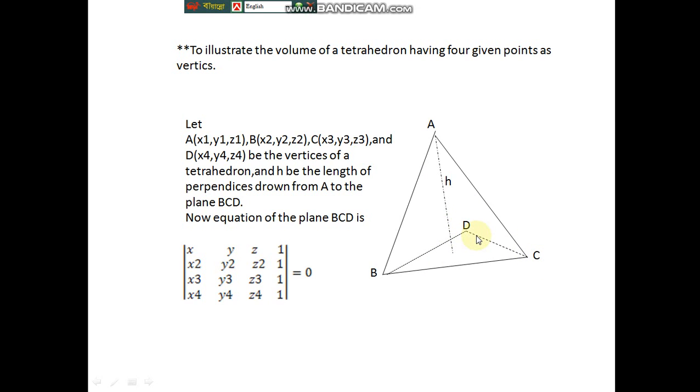So let us determine the equation of the plane BCD. Here you see that we have placed x2, y2, z2, x3, y3, z3 and x4, y4, z4, the coordinates of B, C and D, and in the determinant we use the general variables x, y and z, equal to 0. It is the equation of the plane BCD.